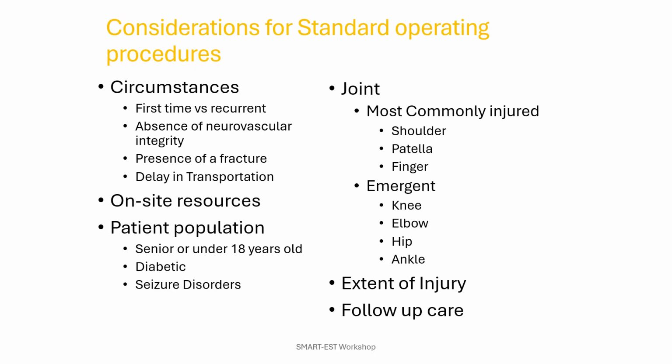Let's discuss the considerations for standard operating procedures that should be in place prior to an incident where you would need to reduce a joint dislocation. First of all, you should have clearly outlined the circumstances with which a reduction technique would be attempted. First time versus recurrent dislocation, absence of neurovascular integrity, presence of a fracture, and if we anticipate there will be a delay in transportation.